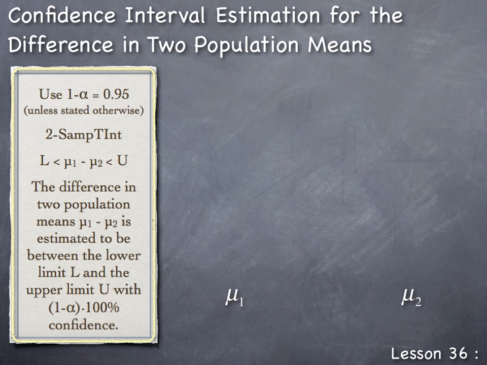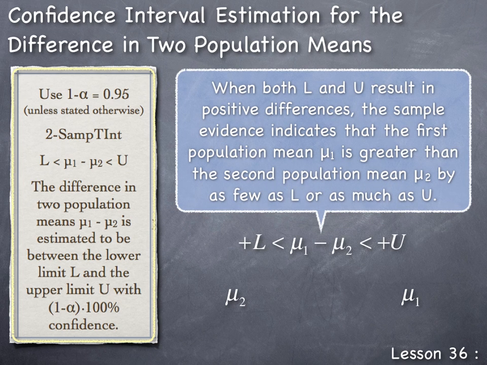Another scenario would be that the first population mean mu1 is greater than the second population mean mu2. And when you take the difference, mu1 minus mu2, we have a bigger value minus a smaller value, which results in a positive difference. So when both L and U result in positive differences, the sample evidence indicates that the first population mean mu1 is greater than the second population mean mu2 by as few as L or as much as U. So again, we use our confidence intervals to estimate the actual values of these population means.